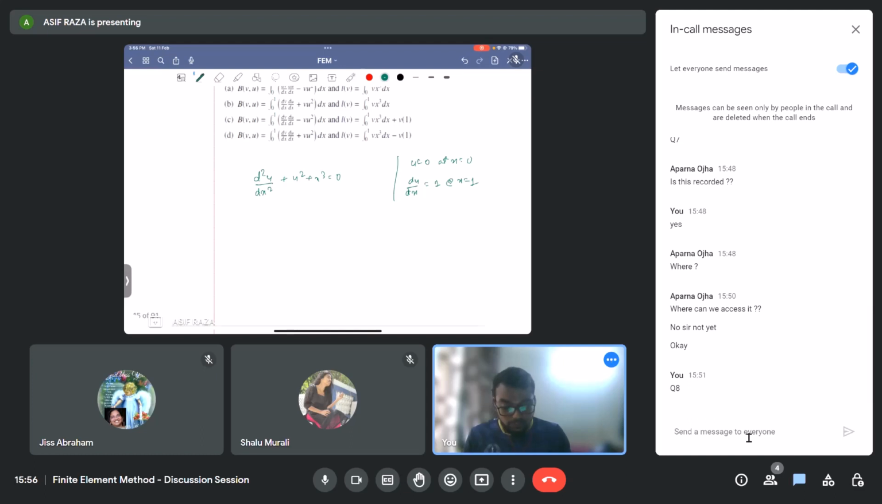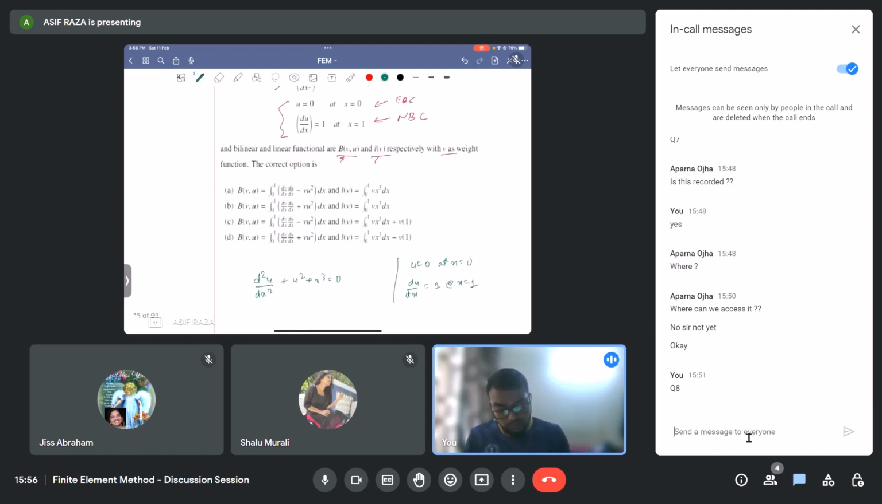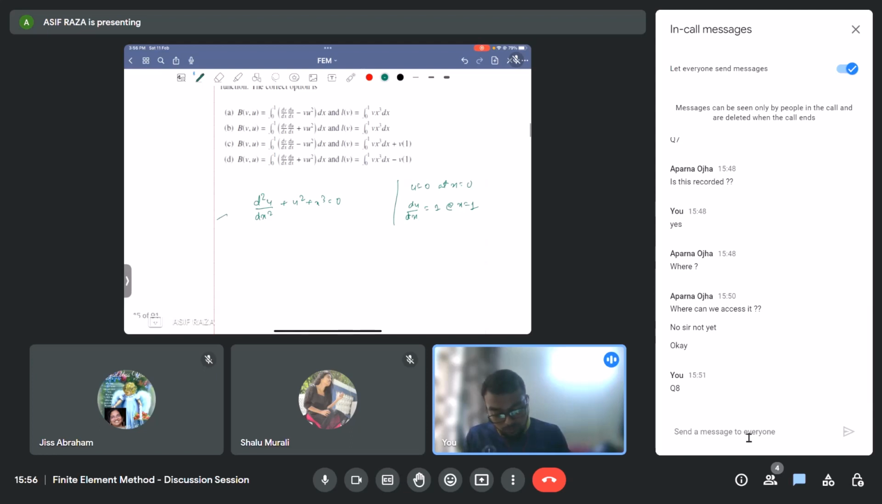To find this bilinear and linear functional, we need to convert this strong form into weak form. For that we multiply this with v: d square u by dx square plus u square plus x cube, integrated over the domain, such that this v should satisfy the homogeneous counterpart of the essential boundary condition.